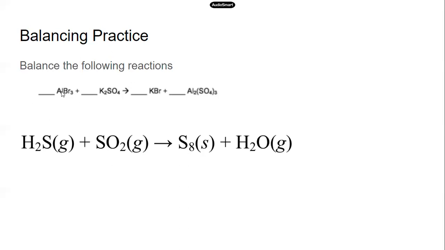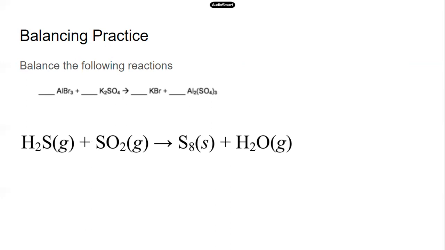But let's just start out with aluminum, because we have only one thing of aluminum on each side, so it'll be pretty easy to start there. So we have 1 on this side, 2 on this side, so multiply it out by 2. We have 3 bromine on the left, the reactants, but only 1 on the product side. So we need to multiply that out by 3.